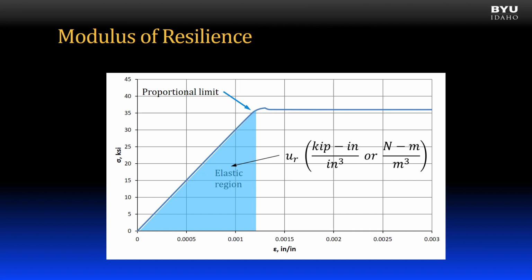The modulus of resilience, given the symbol U sub r, is a measurement of the strain energy per unit volume that a material can absorb elastically or without permanent deformation. It is equal to the area under the linear elastic portion of the stress-strain curve, up to the proportional limit. The area is always a triangular shape.